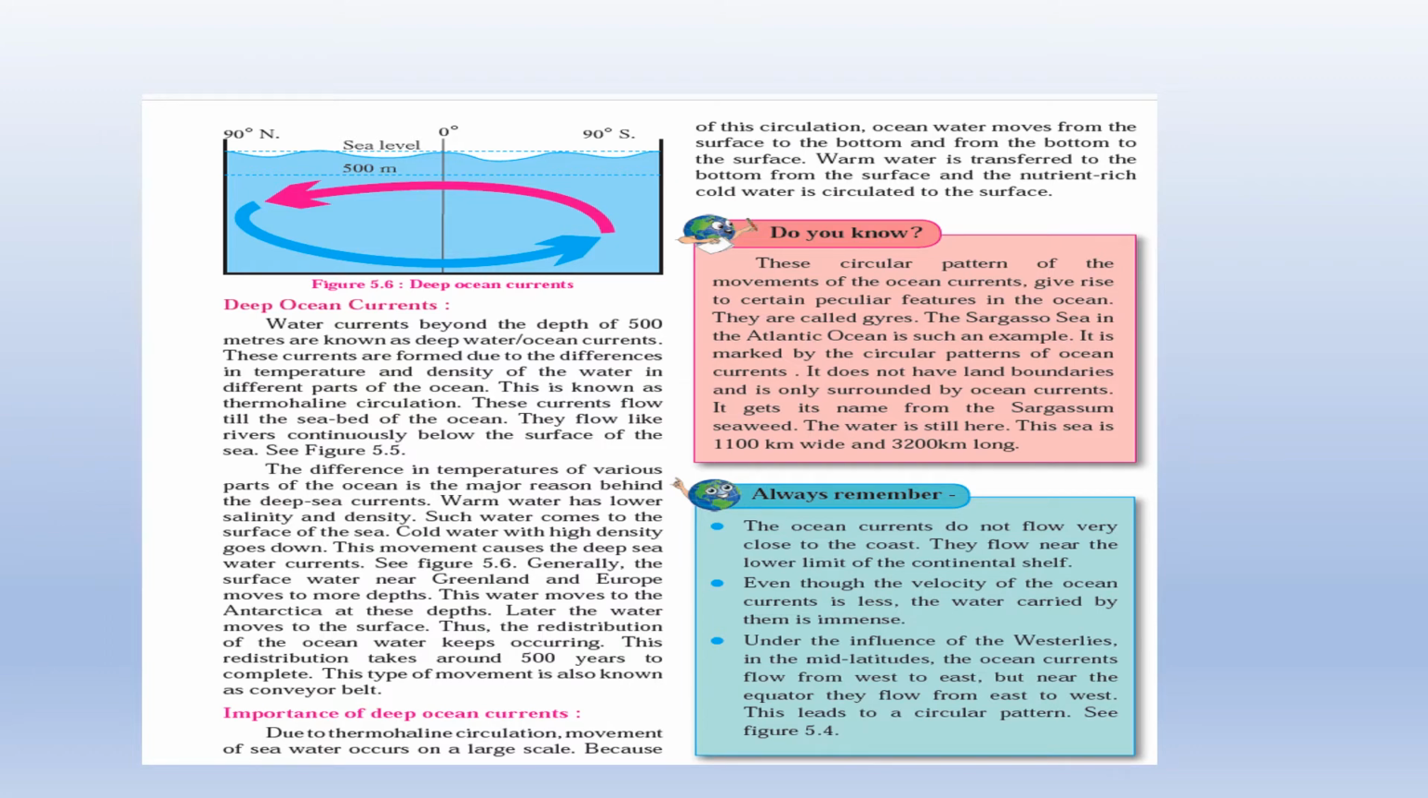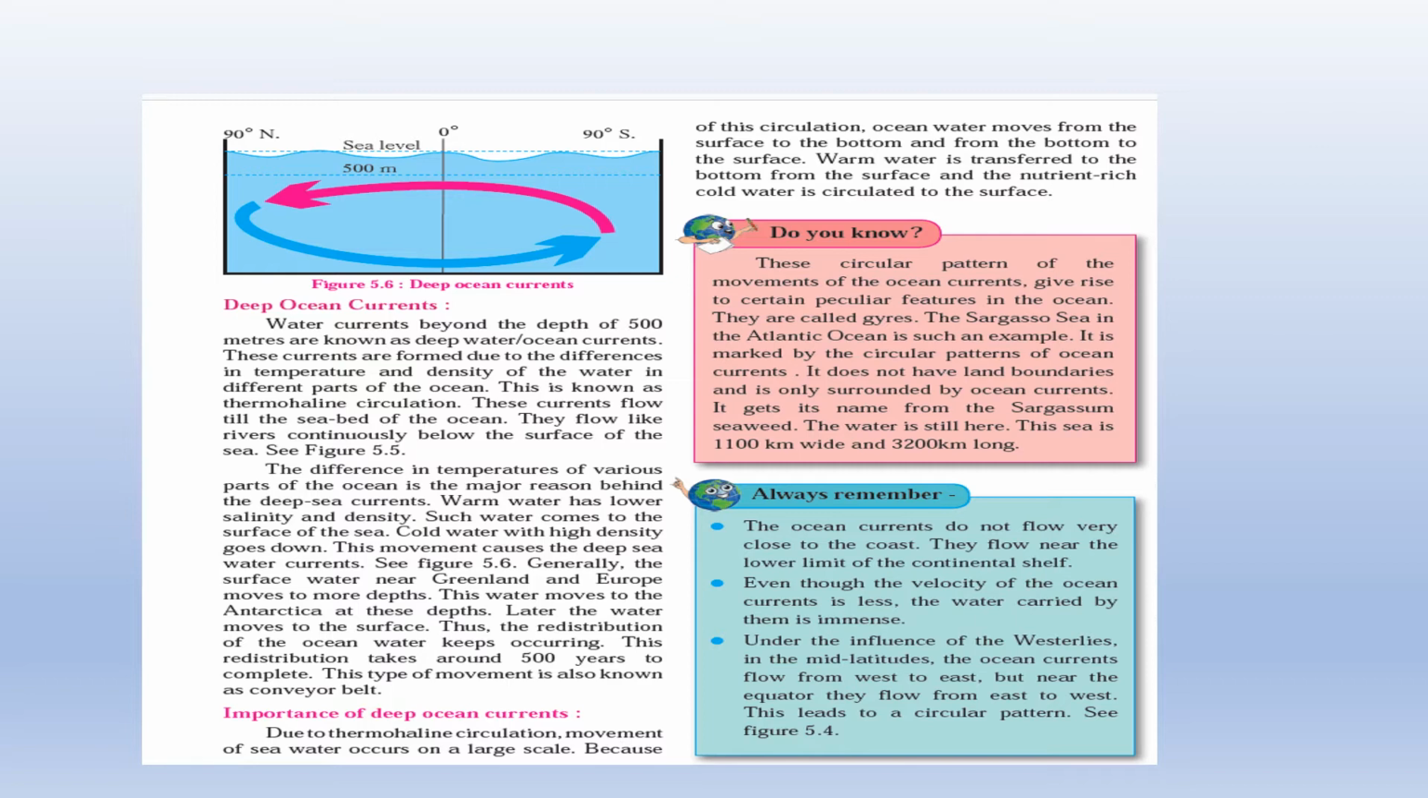These deep ocean currents influence to a greater extent. Water currents beyond the depth of 500 meters are known as deep water currents. These currents are formed due to differences in the temperature and density of water. As I've already mentioned, the cooler the temperature, the denser the water becomes. This is the thermohaline circulation.